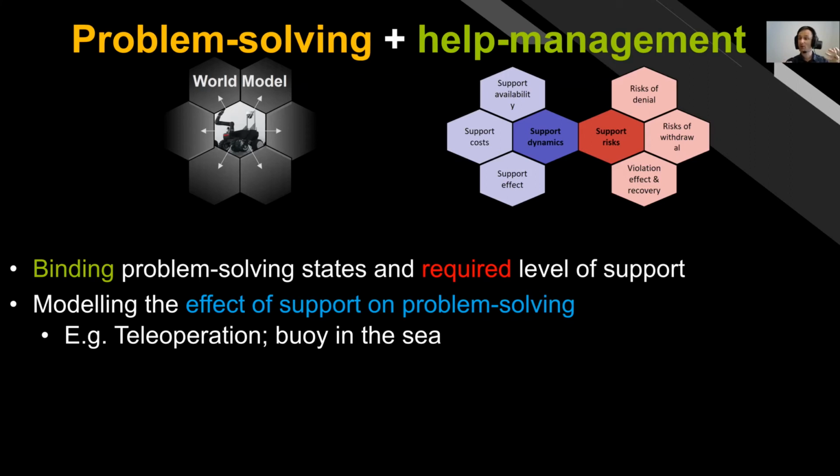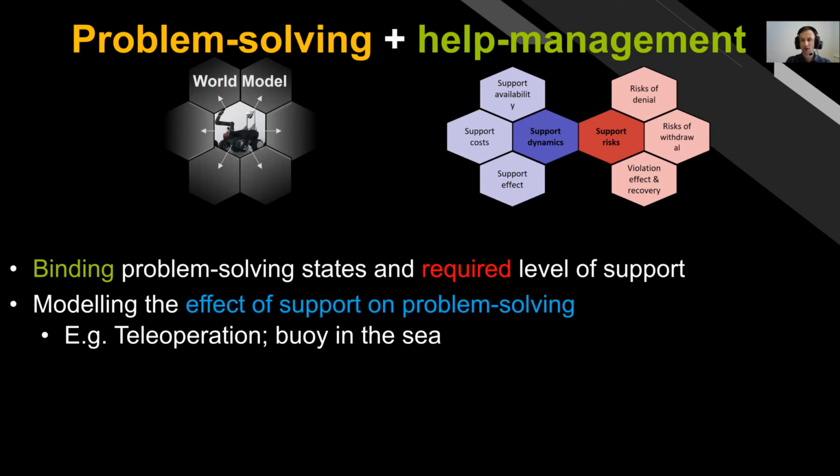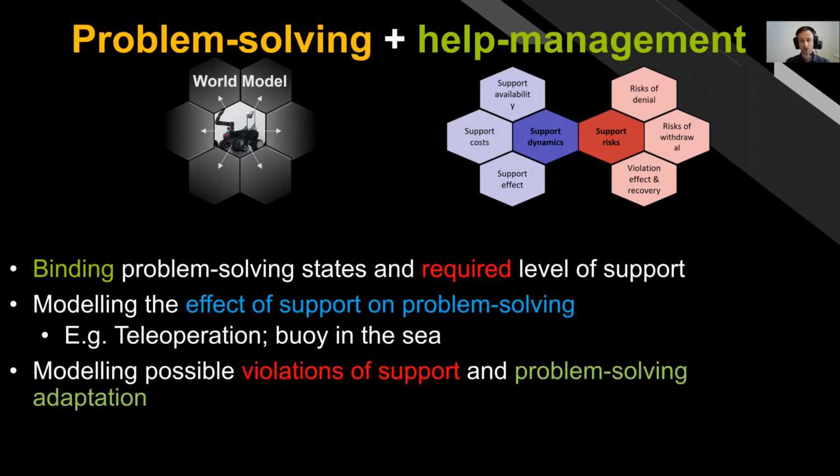So, for instance, what's the consequence of the robot being teleoperated? It's important to know what kind of effect you can expect from being helped. Or what's the consequence of being sent a boat that can be sent on the sea? This is important to see in the kind of help you might require and why, and these are things that are not by default in the world model. The other bit is modeling the possible violation of support, what happens if a violation does occur, and how you adapt your problem solving to this.